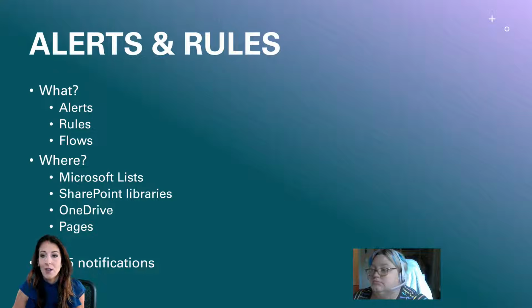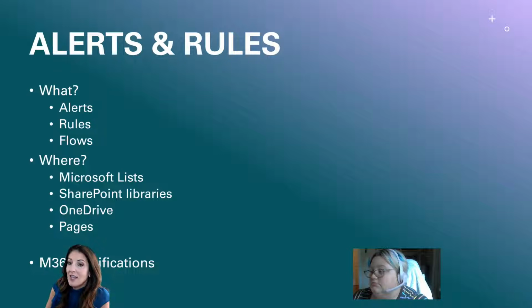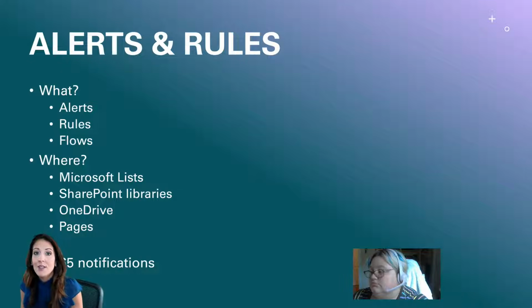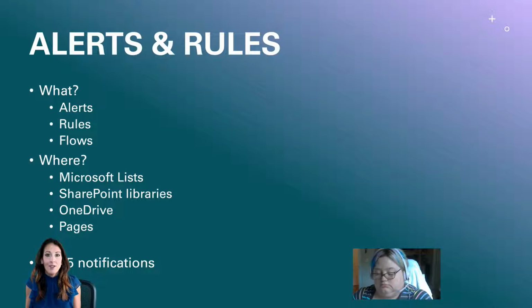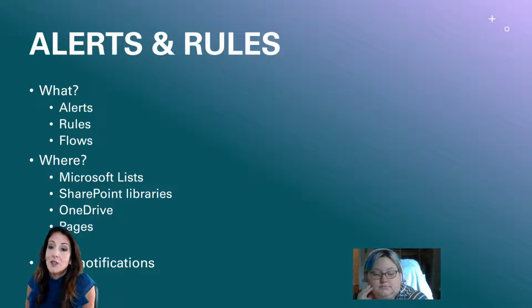Here is covering a little bit of what we're going to be talking about. Oh, my head is in the way. We're going to talk about alerts, rules, and flows. Now, there are a lot of different places where we can create these. Microsoft Lists are actually SharePoint lists, and then libraries are in all of your SharePoint sites. OneDrive is actually also SharePoint, and pages are in SharePoint too. I could have just put SharePoint, but a lot of these technologies, especially for people that are new to Microsoft 365, they all have different nomenclature. So it's not necessarily obvious that all these are SharePoint, but this is SharePoint alerts and rules.